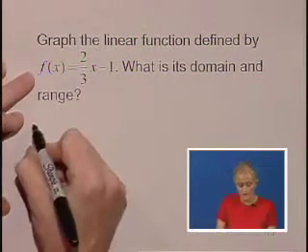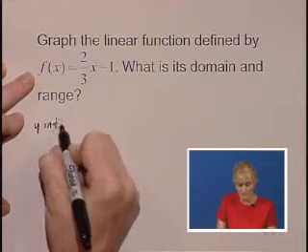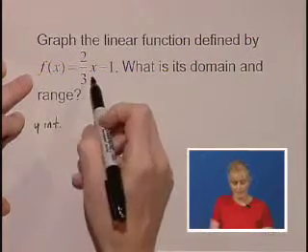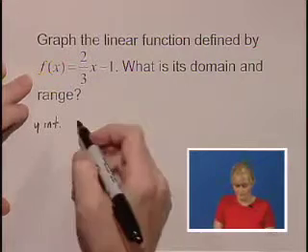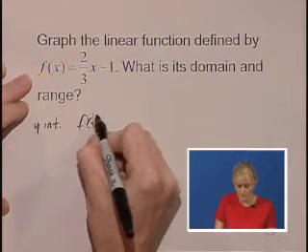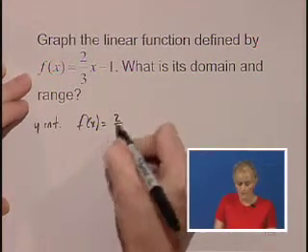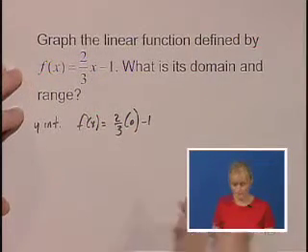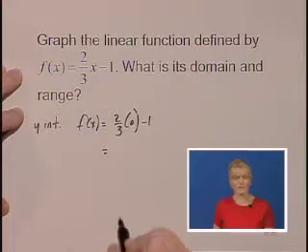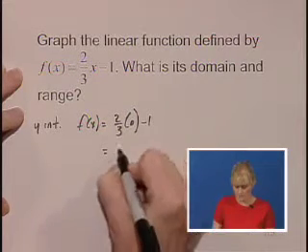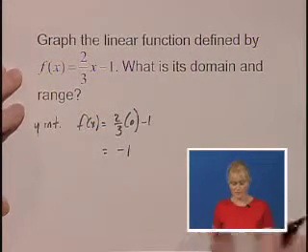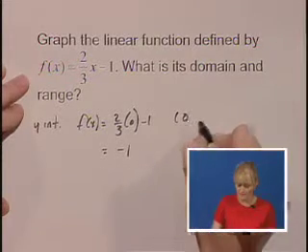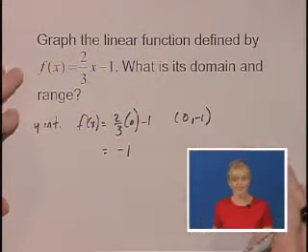We're going to find the y-intercept by replacing x with 0. So we'll have 2/3 times 0 minus 1. 2/3 times 0 is 0, and 0 minus 1 is minus 1. So our y-intercept is 0, negative 1.